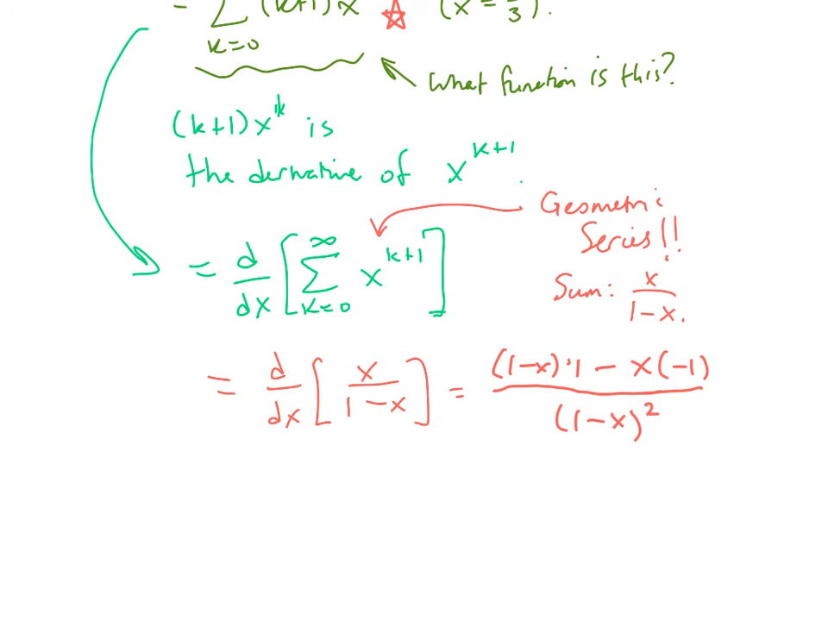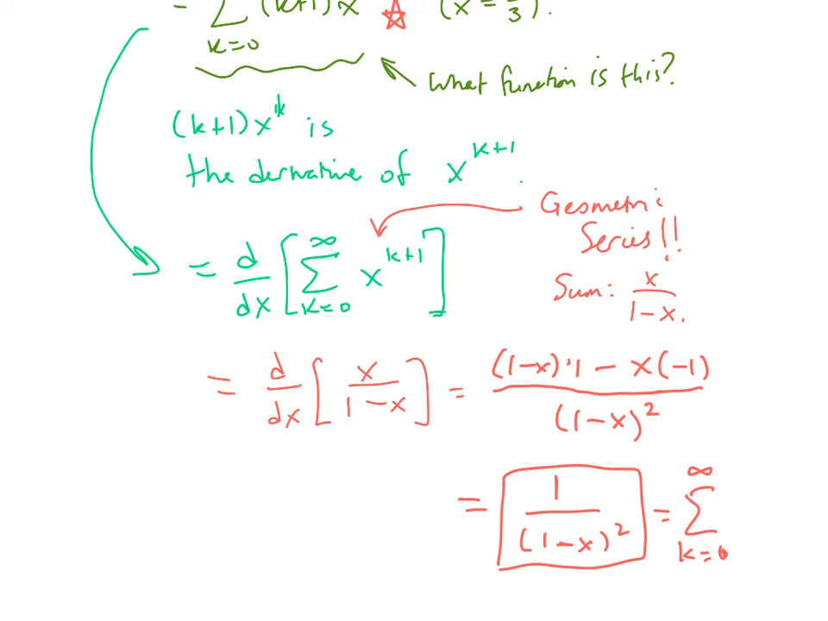Anyway, this comes out to, what is that? That's 1 minus x, and then plus x. I believe that's just 1 over 1 minus x squared. And I believe that is exactly what this is, the sum from k equals 0 to infinity of k plus 1, x to the k. So that is the sum of that series.